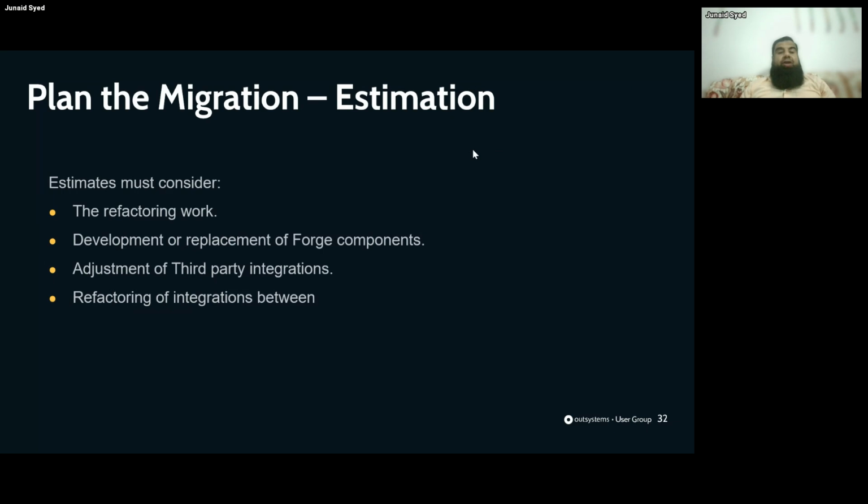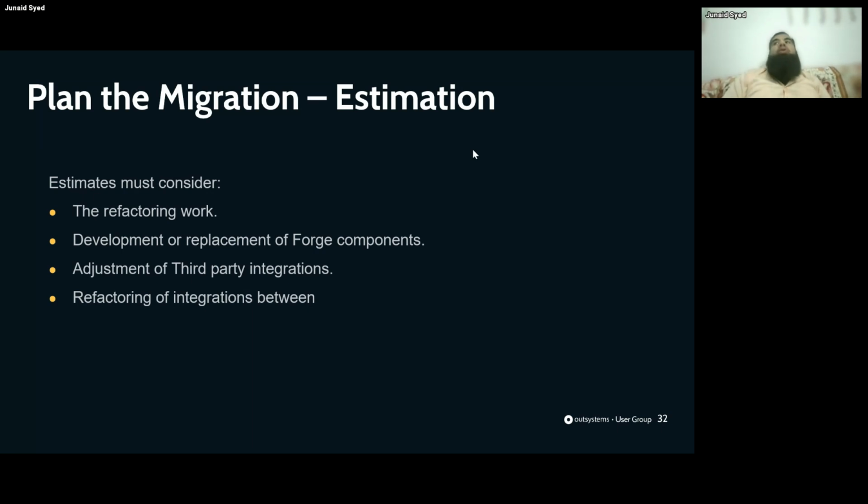And then we finally perform the estimation for our work. During the estimation we had to consider different factors, like the refactoring work, which is obviously one we have to do anyway, and the development or replacement of the Forge components as well.